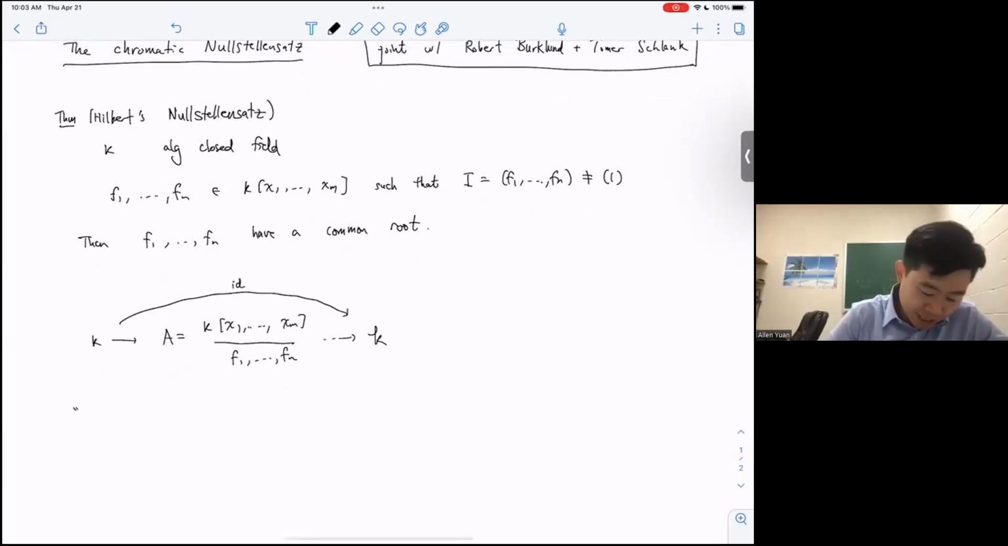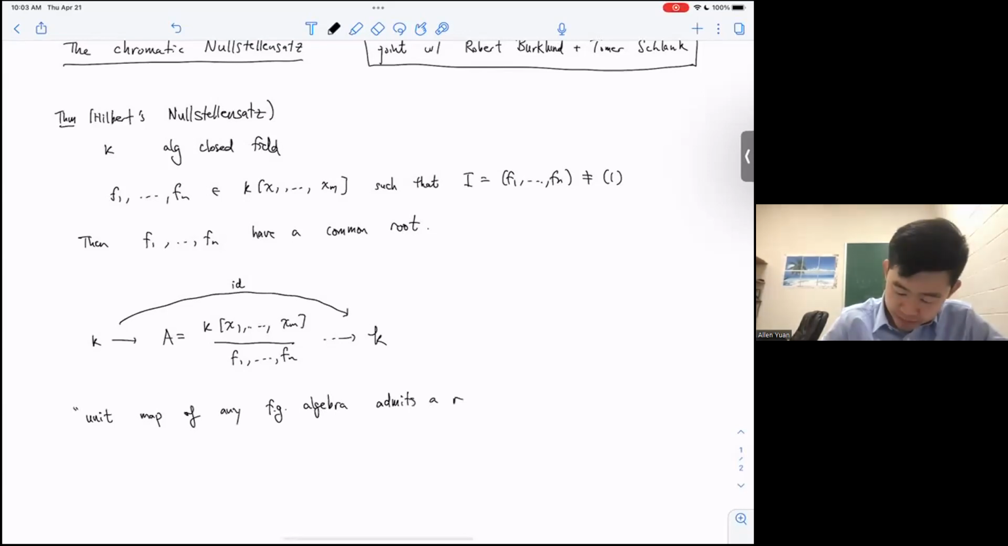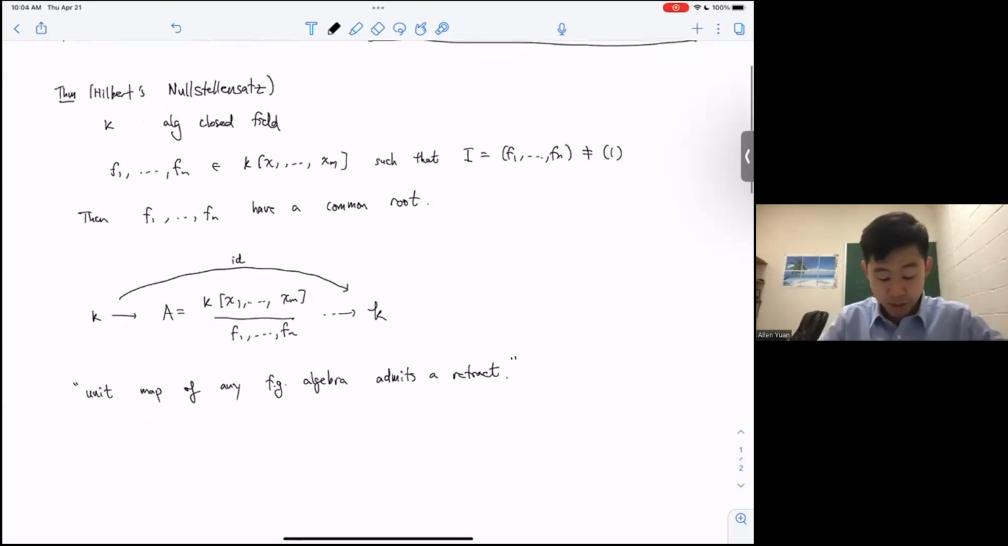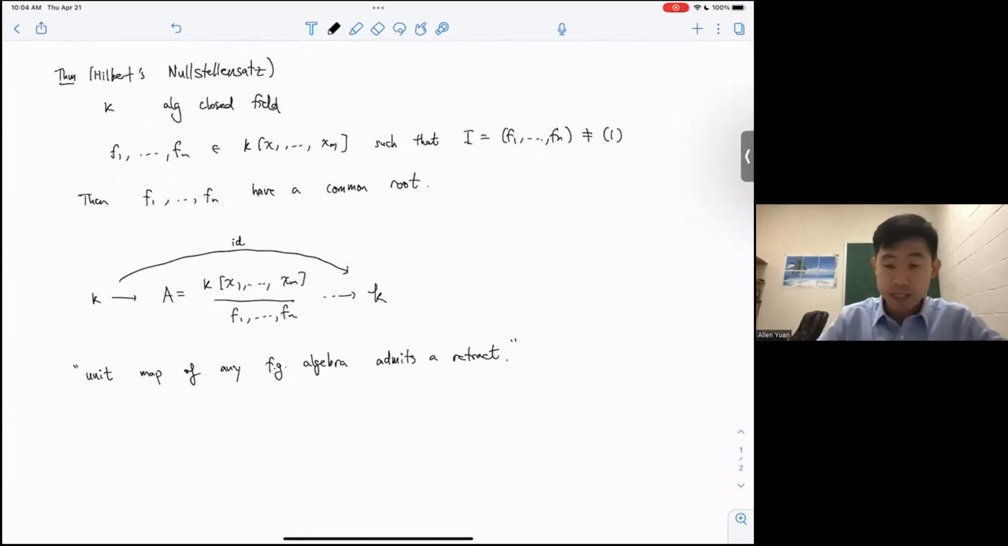And so the assertion of the Null-Stellensatz is that in this situation, so when K is algebraically closed, the unit map of any finitely generated algebra admits a retract. And the nice thing about saying it this way is that it's a condition that doesn't really refer to elements, and all these concepts you can have analogs more generally in a categorical setting.